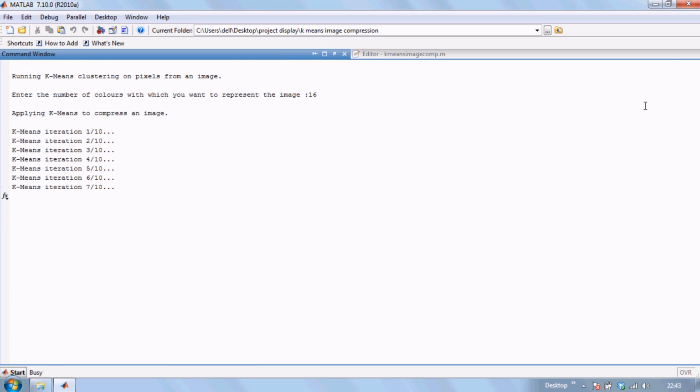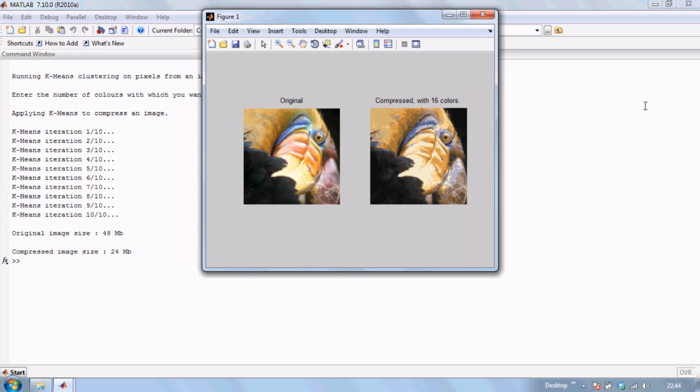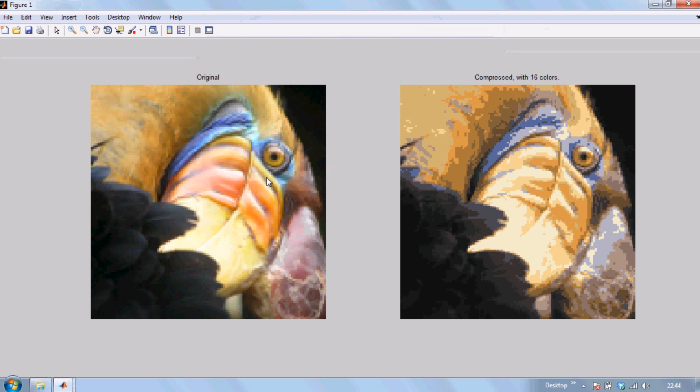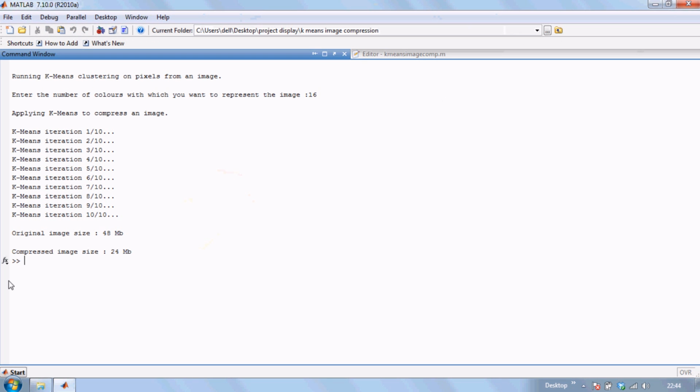But anyway, k-means clustering is actually a machine learning algorithm. This also comes under artificial intelligence. Yeah, this is my original image, and this is my image compressed with 16 colors. And as you can see, the original image occupies 48 MB and my compressed image occupies only 24.